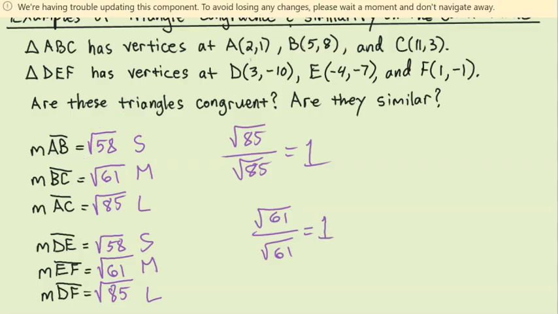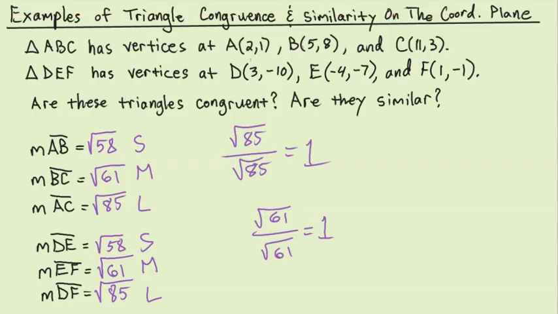And then square root of 58 over square root of 58 is also 1. And since the proportion of all the sides is the same number, 1, that means that these 2 triangles are similar. Okay? Let's try another example.